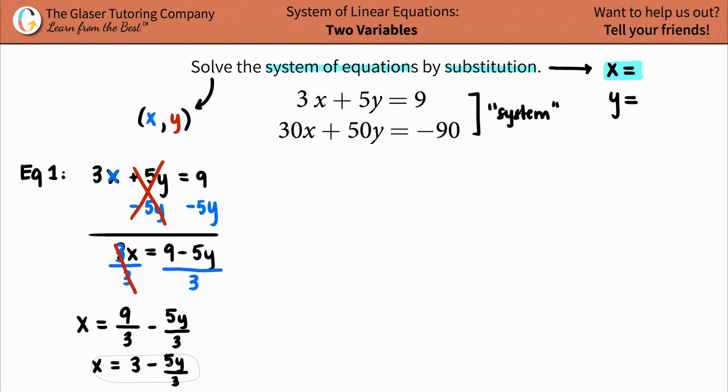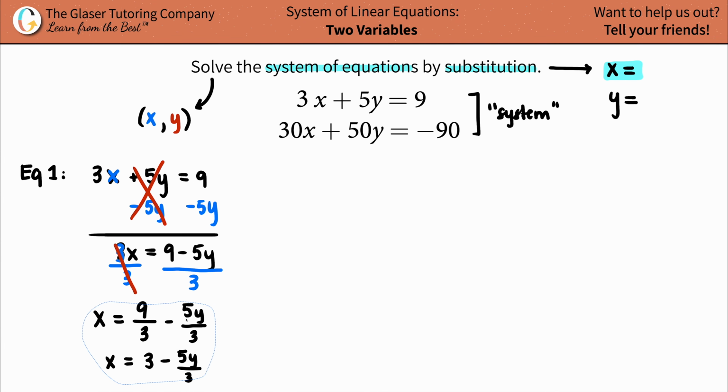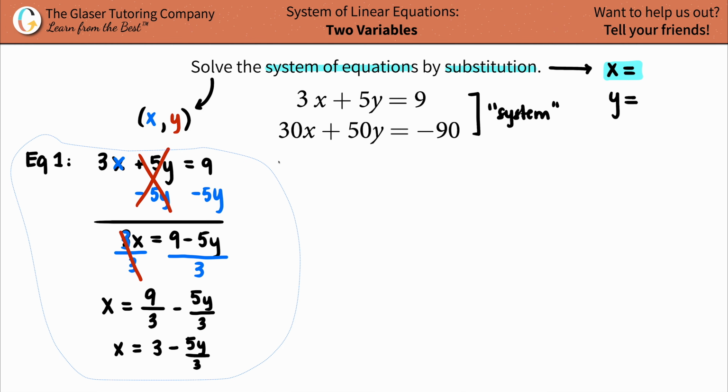Okay, so we have found... Now we found out that the x value is going to equal (3 minus 5y) over 3.